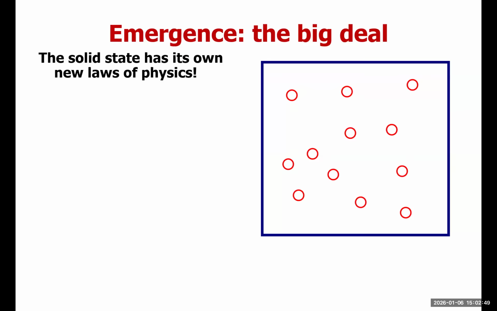Now, here's the thing. This is why this is a really big deal. The solid state has its own new laws of physics. Let's say it again. The solid state has its own new laws of physics. I am going to claim that the laws of physics in the solid state are different from the laws of physics in the fluid state. In fact, if I was in an engineering department, they'd say, well, of course, you have fluid mechanics people over here and solid mechanics people over here. The solid mechanics people build bridges. The fluid mechanics people design airplanes and things like this.